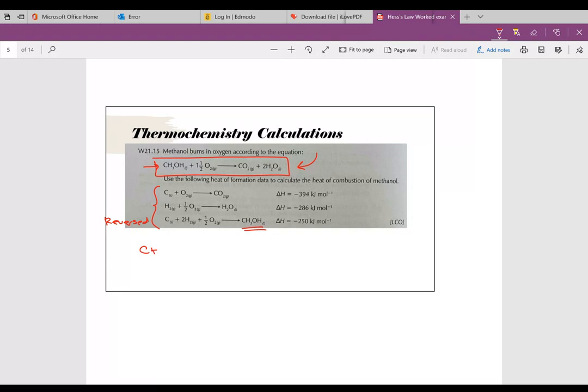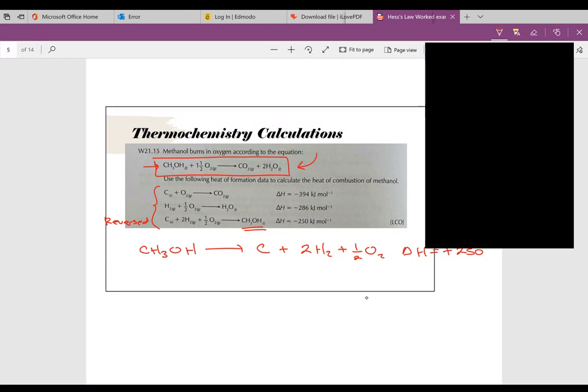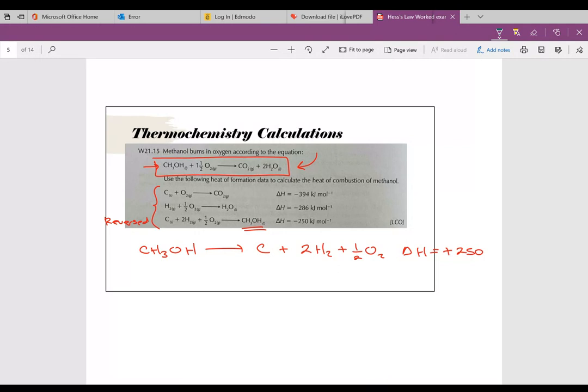So I have CH3OH, which is reversed. So now it's C plus 2H2 plus a half O2, and the delta H is also reversed. So it's now plus 250. Then I'm looking at 1.5 oxygens. I actually have 1.5 oxygens. Here's 1 and here's a half, so that's fine.